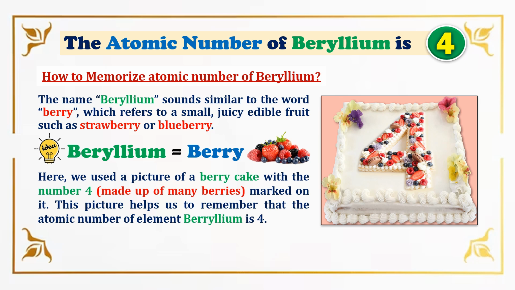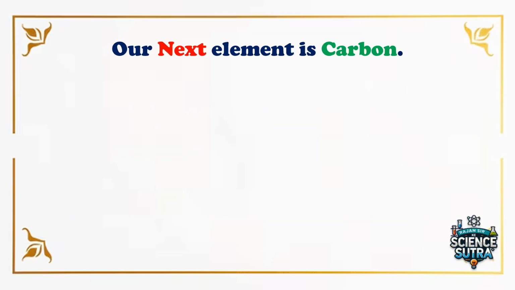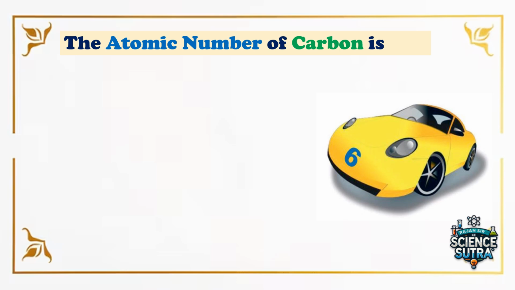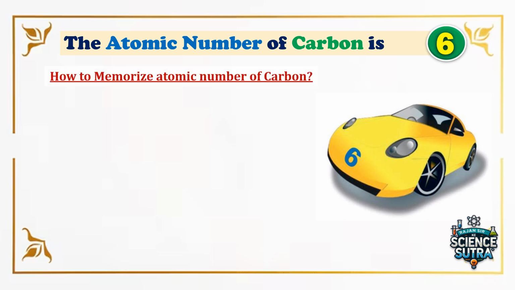Okay, now let's proceed to the next element, that is carbon. Now, carbon has many forms. Here, two forms are shown, graphite and diamond. Its atomic number is 6. So, how can we memorize atomic number of carbon?